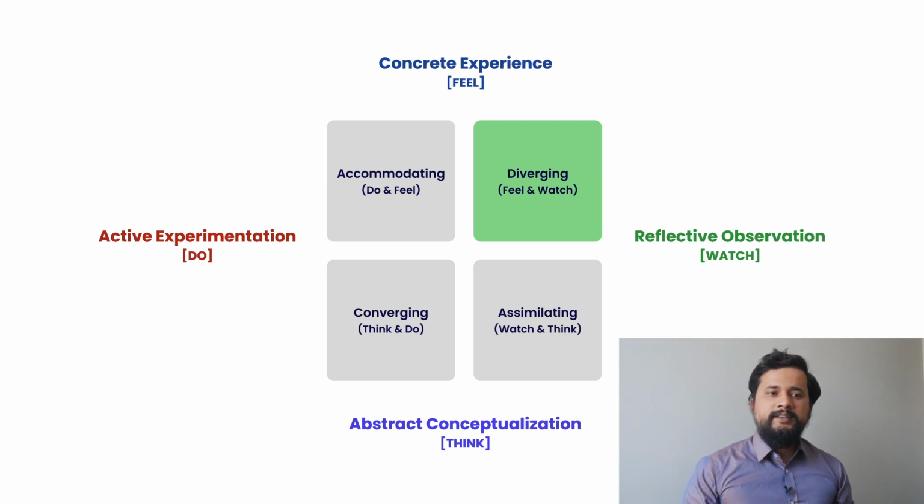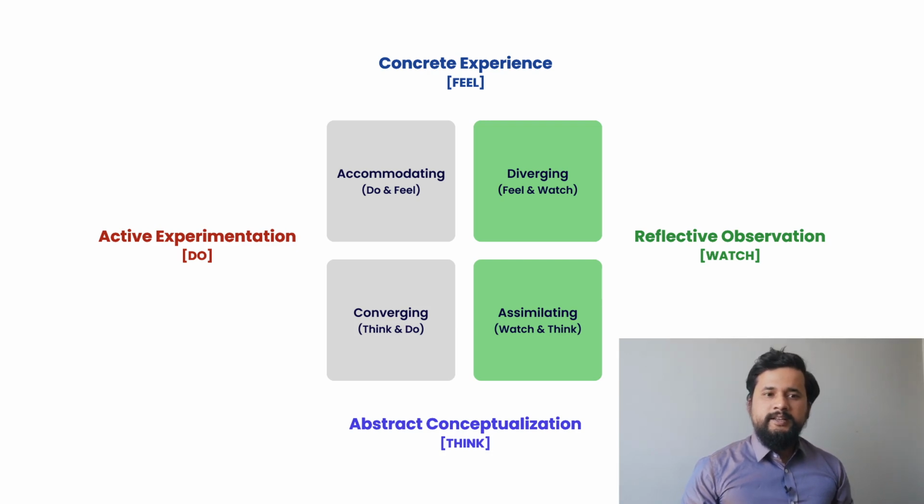The second style is assimilator. The assimilators prefer to learn by thinking and reflecting. They like to analyze and synthesize the information and may be more interested in abstract concepts and theories. They tend to be logical and systematic and may be well suited for careers in research and academics.